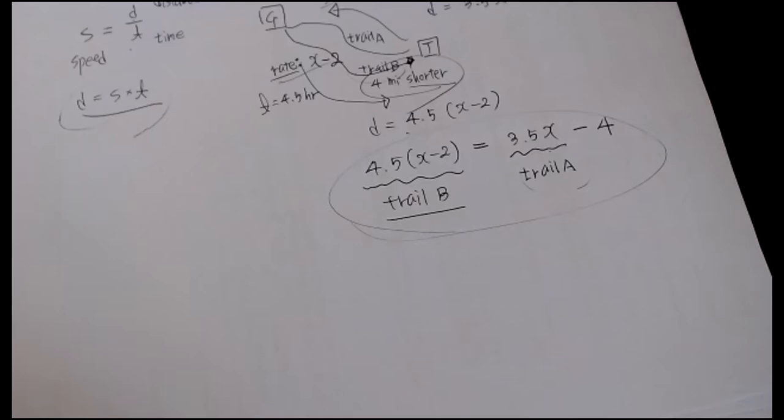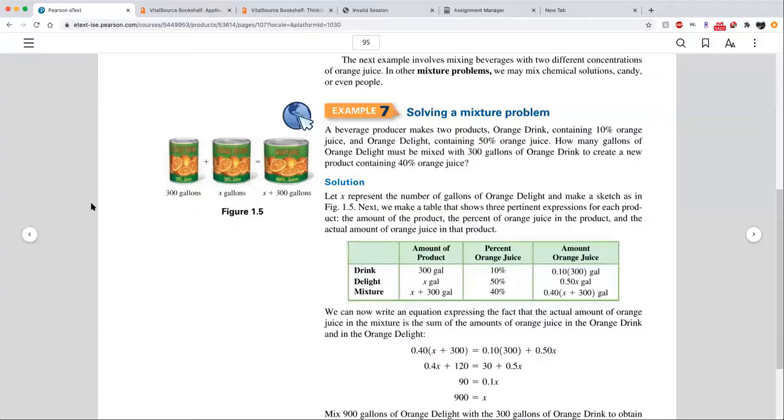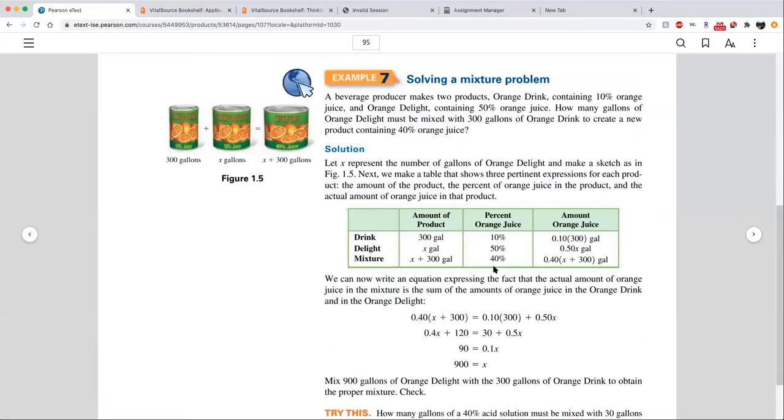Yeah, let's see example 7 first, okay? If we have time, then I'll cover example 6 next time, okay? So now, let's see. A beverage producer makes 2 products, orange drink containing 10% orange juice, and orange delight containing 50% orange juice. How many gallons of orange delight must be mixed with 300 gallons of orange drink to create a new product containing 40% orange juice? Okay, so this is an example of a mixture problem.